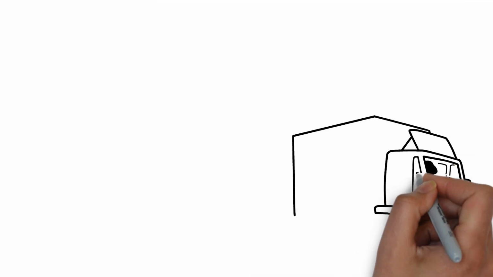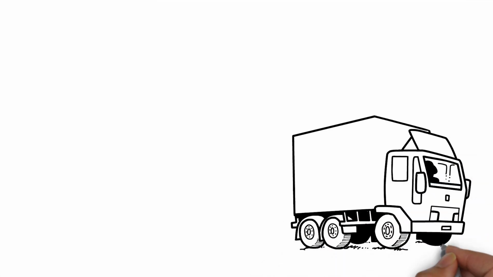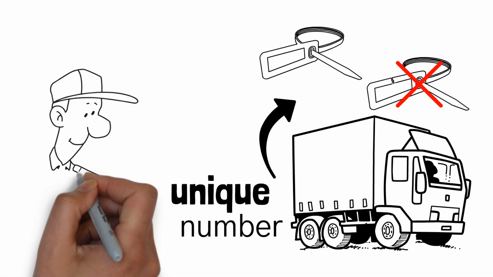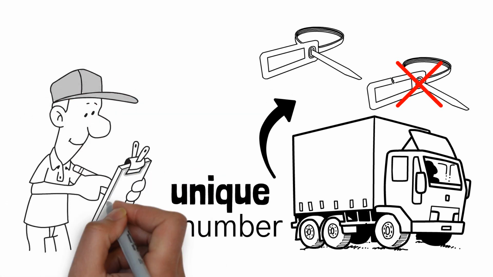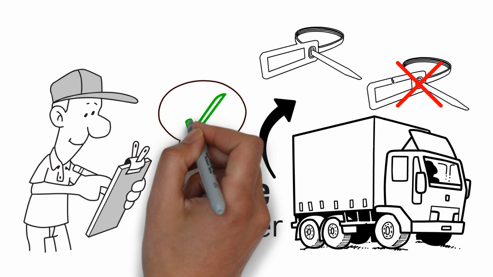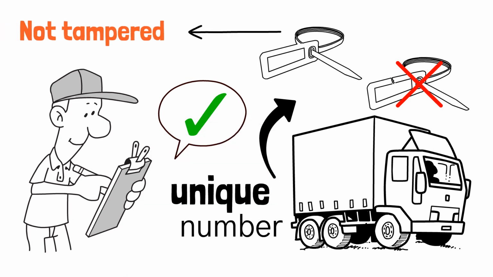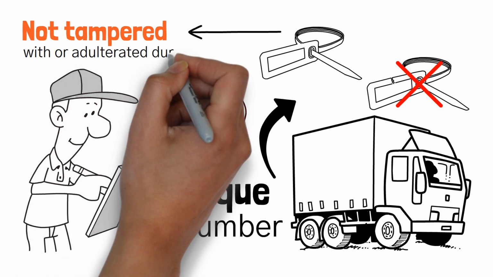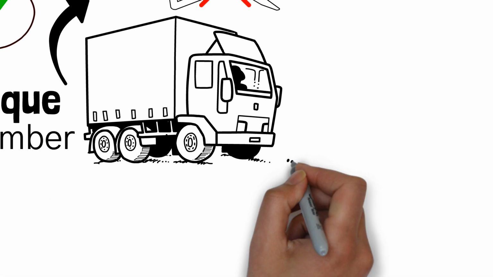The seal on the trailer or transport container must be intact. An open seal or one that appears to have been broken is unacceptable. Each seal is given a unique number. With the transport driver, compare and match the seal number on the manifest. An intact and matching seal confirms the load was not tampered with or adulterated during transit.